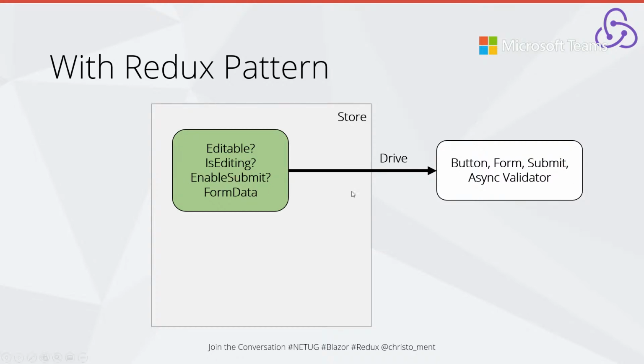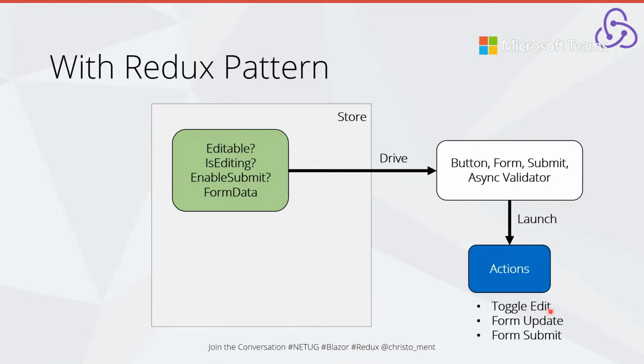And also we want to pass the form data to the async validator. So if you notice that the arrow is one way, how do we update the state? In the Redux pattern, when you want to update the state, you have to launch a thing called actions. An action could be like toggle edit, which indicates that you want to toggle the edit, or it can also be a form update, where you want to update the form, or it can be a form submit action, where you want to submit the form.